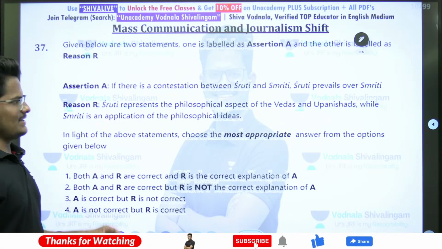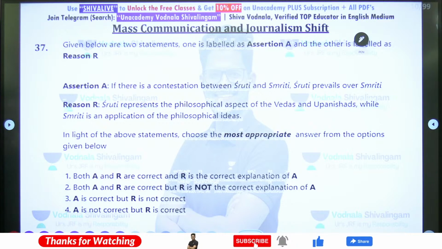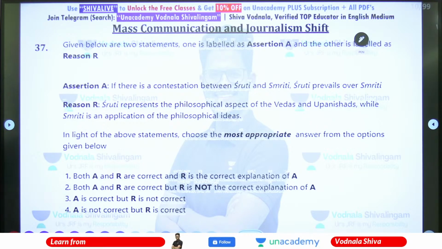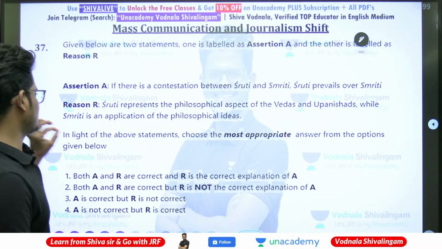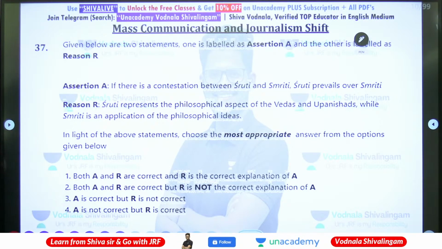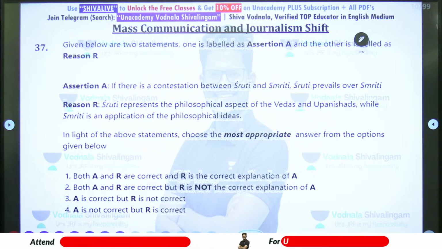If there is a contestation between Shruti and Smriti, Shruti prevails over the Smriti. Shruti represents the philosophical aspect of Vedas and Upanishads, whilst Smriti is an application of the philosophical ideas.